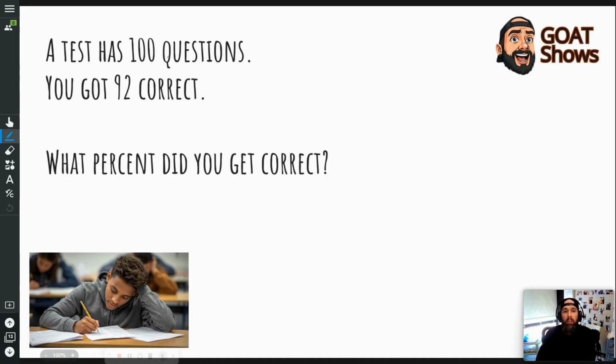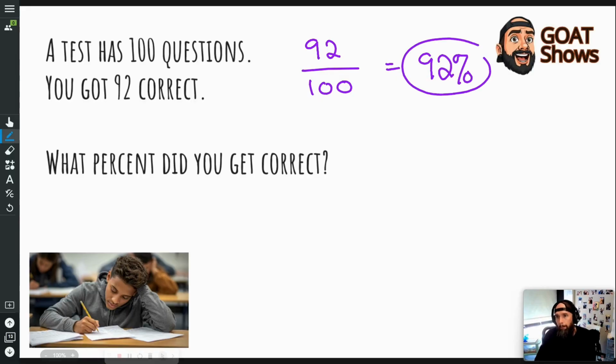Well, if a test has 100 questions and you get 92 correct, what percent do you get correct? Well, percent means out of 100. We got 92 correct out of 100. What percent is 92 out of 100? 92%. Okay? So it's whatever you want over 100, turn that into a percent.